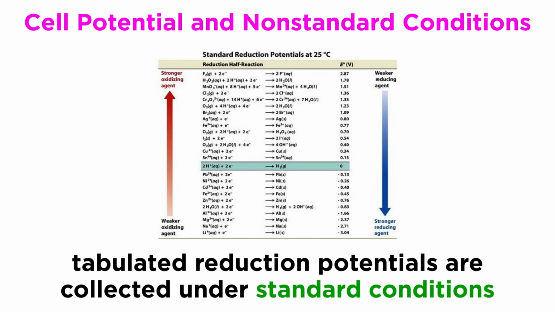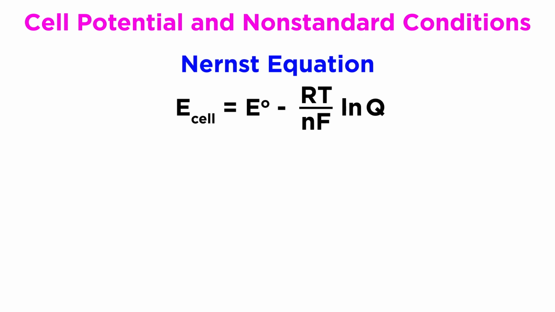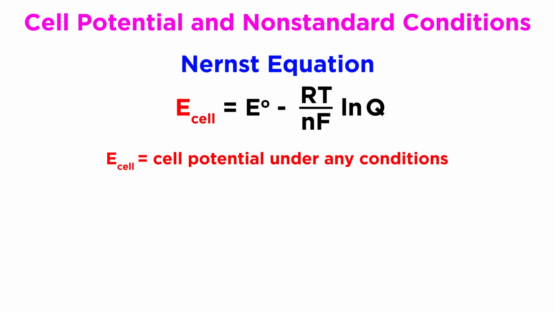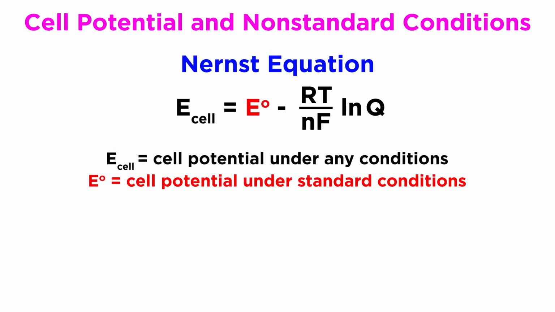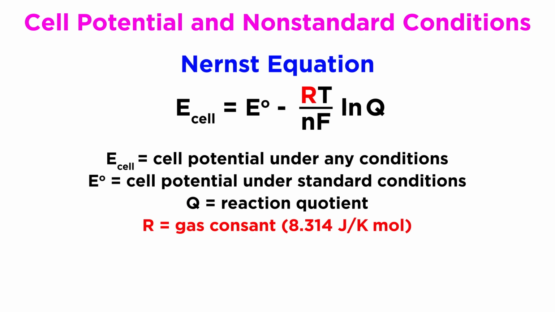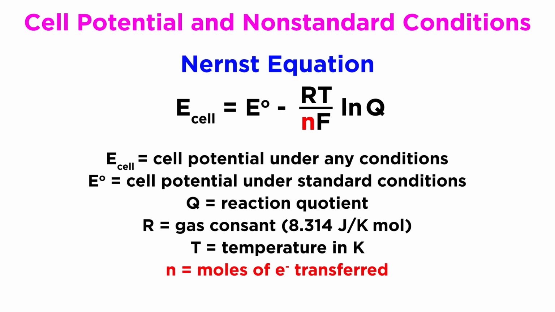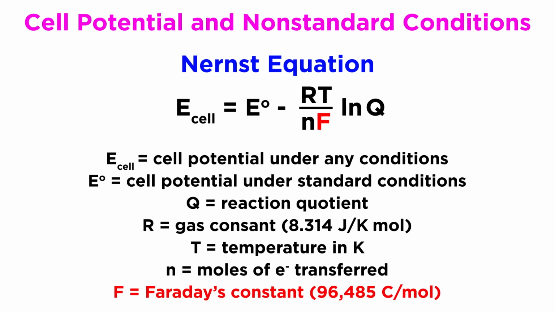We will also want to touch upon cell potential for cells that are under non-standard conditions. Tabulated cell potentials are collected under standard conditions, so if parameters like concentration are non-standard, we will need to use something called the Nernst equation to do calculations. This says that cell potential under any conditions will be equal to cell potential under standard conditions minus RT over nF times the natural log of Q, the reaction quotient. As always, R is the gas constant in joules per Kelvin moles, T is the temperature in Kelvin, and then we have moles of electrons and Faraday's constant.